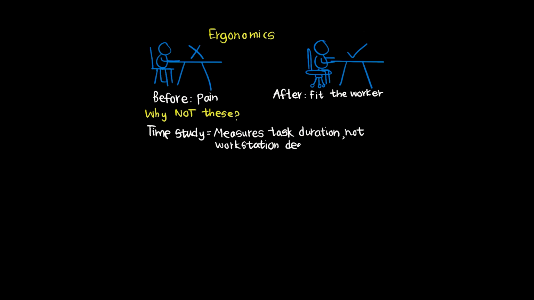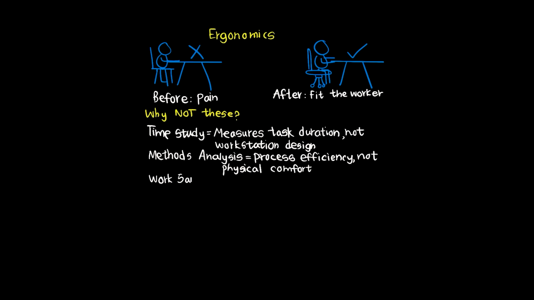Methods analysis examines the steps in a work process to find more efficient ways to do things. It might lead to fewer steps or faster workflows, but the focus is efficiency, not fitting the workspace to human body mechanics. Work sampling uses random observations to estimate what percentage of time workers spend on different activities. It is a measurement technique, not a design discipline for preventing injuries.